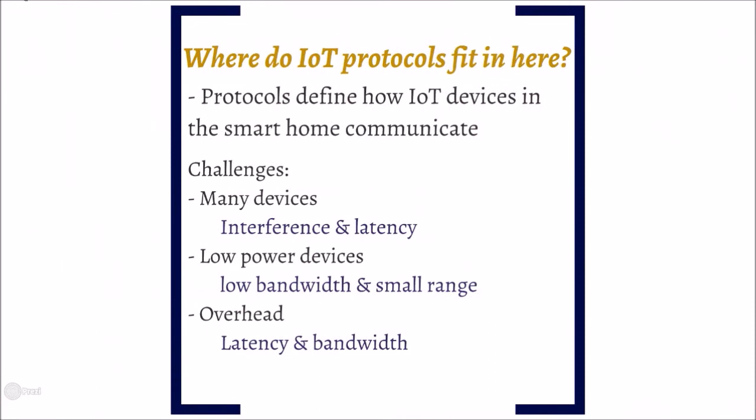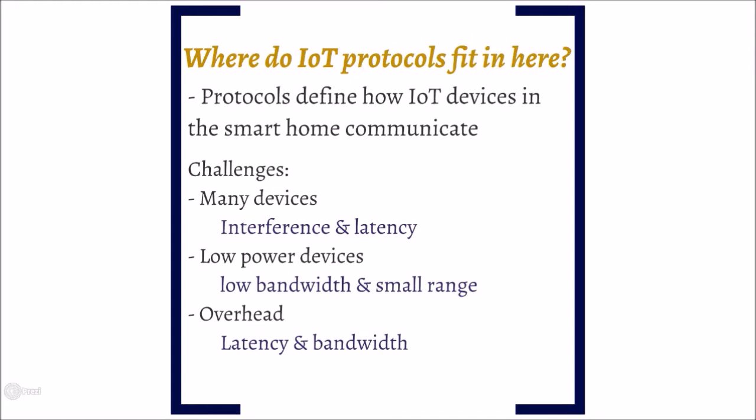Then where in this story do IoT protocols fit? So IoT protocols are responsible for communication between all these devices. So these protocols define how these devices communicate to each other. However, connecting all these devices together in smart homes poses multiple challenges for a protocol. As we saw in our living room example, there can be dozens of devices in a small area trying to communicate to each other. The more devices there are in a small area, the more interference this will give, and thus also more latency. Devices will have to wait for each other before they can access the wireless medium.